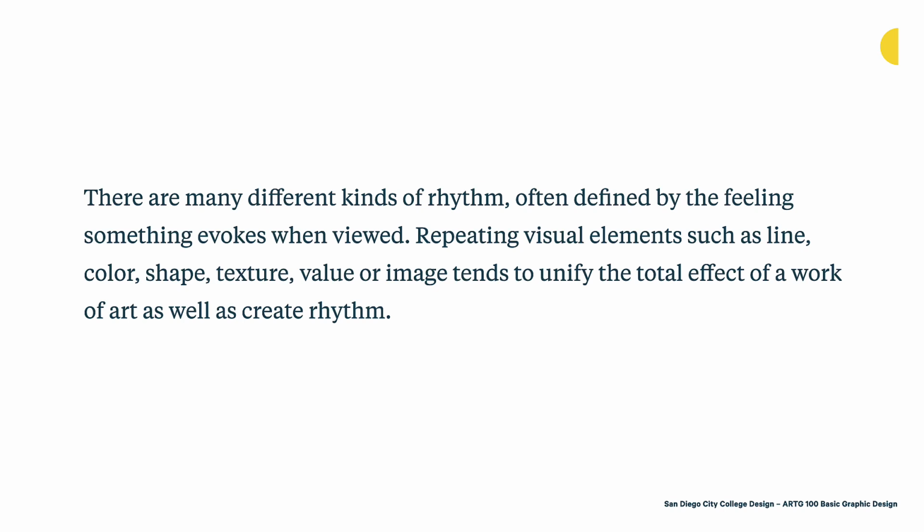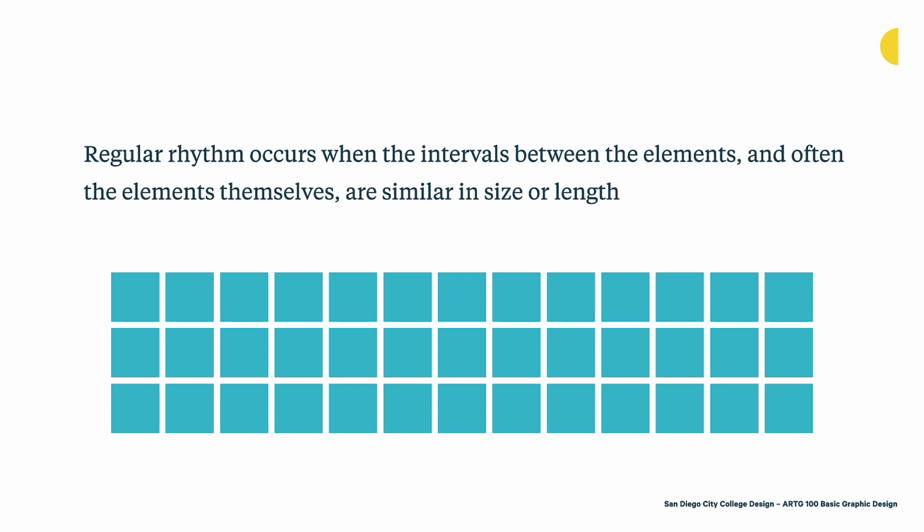Repeating visual elements such as line, color, shape, texture, value, or image tends to unify the total effect of a work of art as well as create rhythm. Regular rhythm occurs when the intervals between the elements and often the elements themselves are similar in size or length. So here you're looking at a very regular rhythm. These planes or these squares that are repeating are all done in a grid-like structure that repeat at the same interval and creates a regular rhythm.